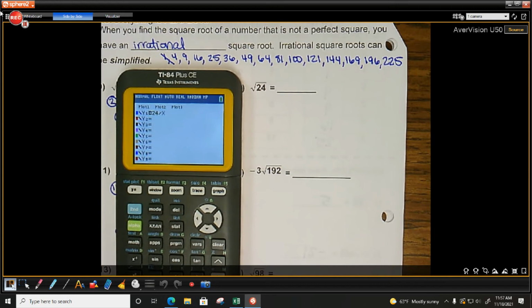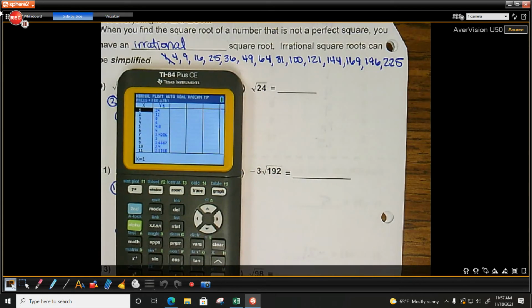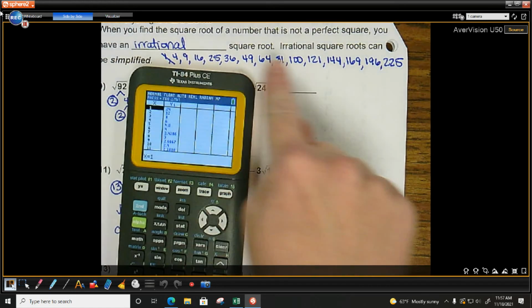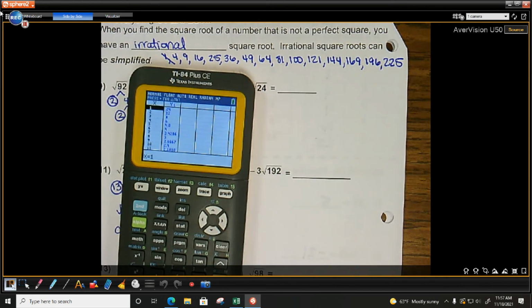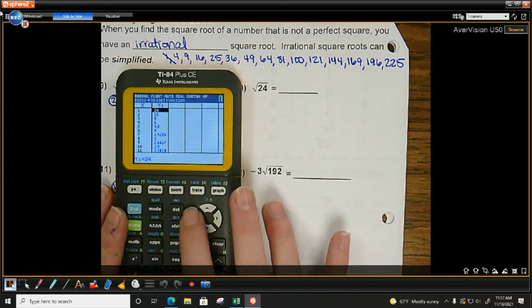Then we're going to go to the table. Start up where x is 1. I'm wanting to see if there are any numbers on this table that are also on my perfect square list. We're only looking at whole numbers, remember. You cannot look at the decimals. Decimals are not factor pairs. So 1 and 24. 24 is not on my list.